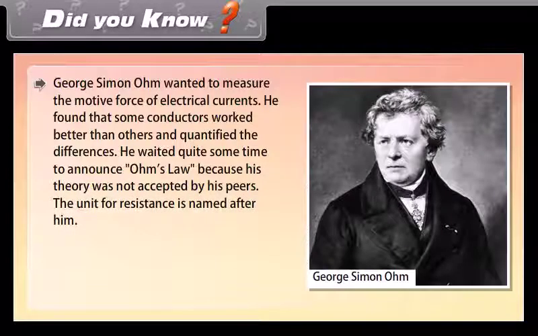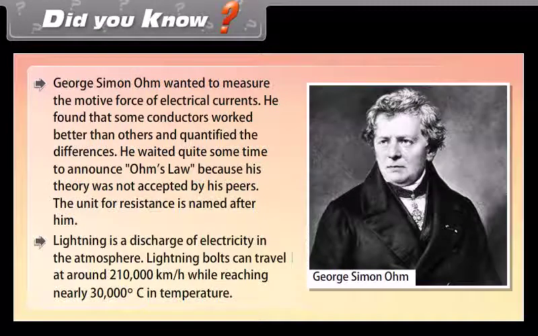Did you know? Georg Simon Ohm wanted to measure the motive force of electrical currents. He found that some conductors worked better than others and quantified the differences. He waited quite some time to announce Ohm's law because his theory was not accepted by his peers. The unit for resistance is named after him. Lightning is a discharge of electricity in the atmosphere. Lightning bolts can travel at around 210,000 kilometers per hour while reaching nearly 30,000 degrees Celsius in temperature.